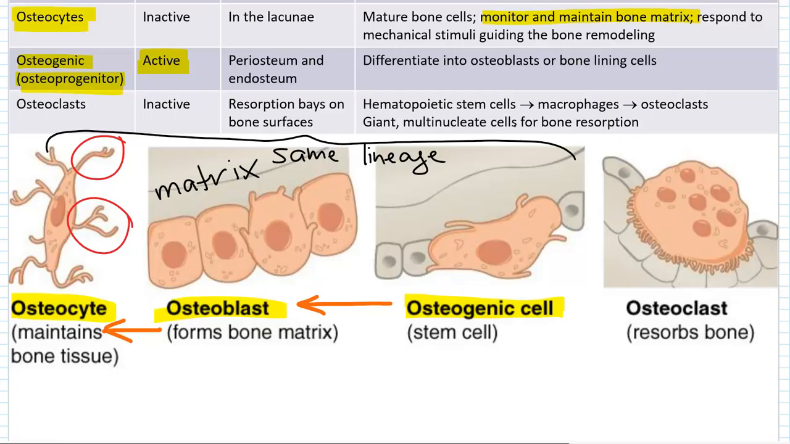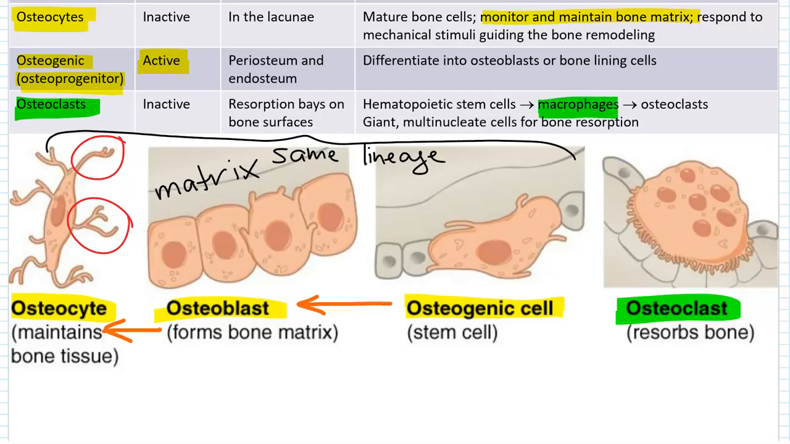Now, what about the fourth type? The fourth type is unrelated to these three. These cells are called osteoclasts, and they are the product of differentiation of macrophages. The name macrophage is obviously a compound word. Okay, what does it mean? Macro, what is macro? Big. Phage.